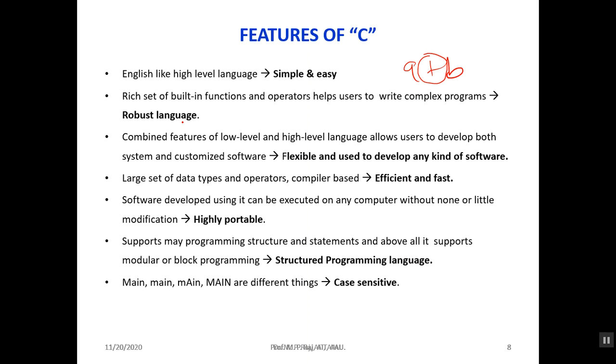Robust means once you have written a program and it is working fine, then it will work fine forever. It will not malfunction, or provide you absurd results sometimes. It has combined features of low level and high level language. When we talk about assembly and machine level language, we say that it is much faster compared to high level languages. And when we talk about other programming languages like COBOL, Fortran and BASIC, they are not low level languages, they were high level languages.